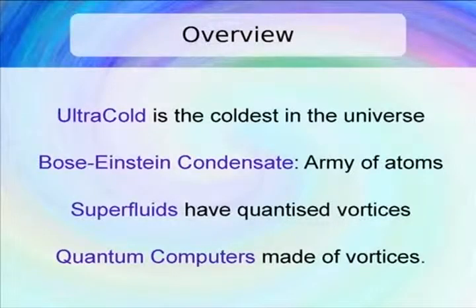So just to sum up, ultra-cold physics is really the coldest thing in the universe. And at these ridiculously cold temperatures, you get this army of atoms called the Bose-Einstein condensate. And this thing has superfluid properties and these vortex properties that, as I said, I find fun. And I hope I've illustrated how these things could actually have a practical application in quantum computing.